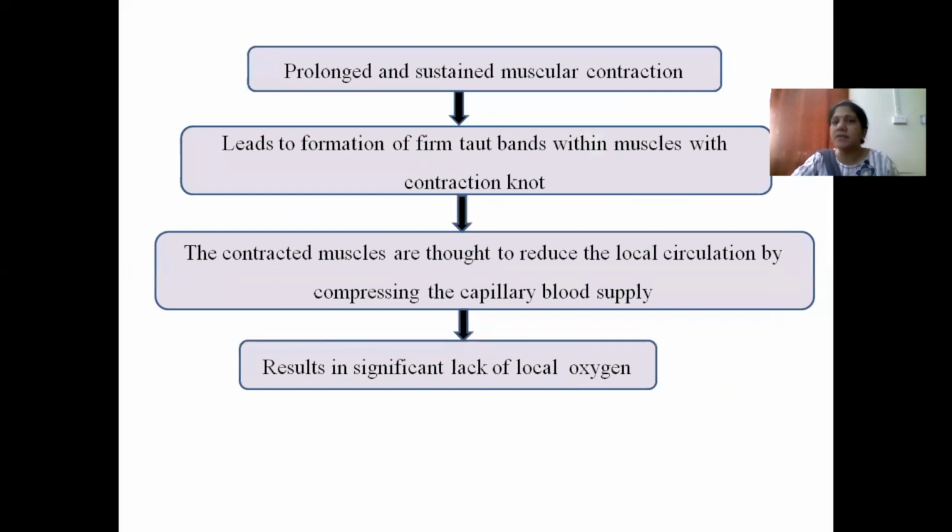The prolonged and sustained muscular contraction will lead to the formation of clot bands within the muscle, with contraction knots. The contracted muscles are thought to reduce the local circulation. Now the muscle which is normal, now it gets compressed. If this is compressed, the vasculature which is present again gets compressed, and the oxygen supply to that particular area gets diminished significantly.